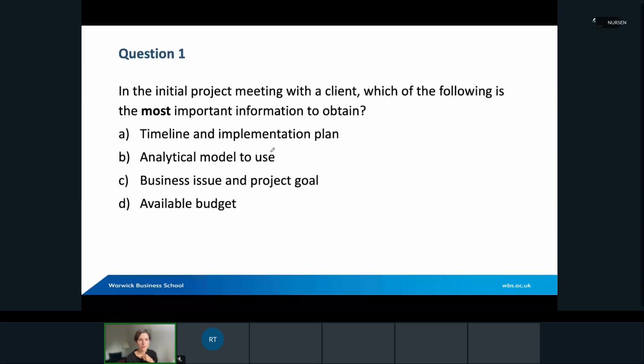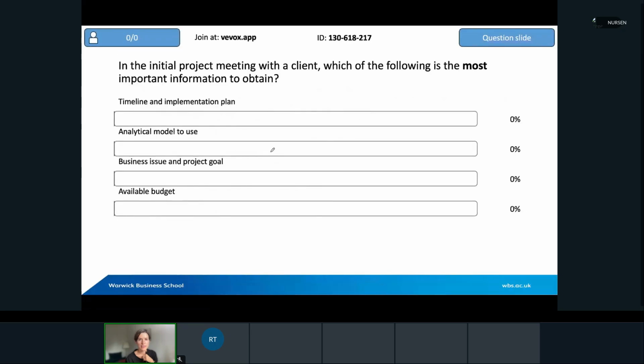This is the question, but let me go to the next slide. The poll should be open now. So you have the initial project meeting with a client. Which of the following is the most important information? Please don't be tricked by the question. It asks for the most important information to obtain.